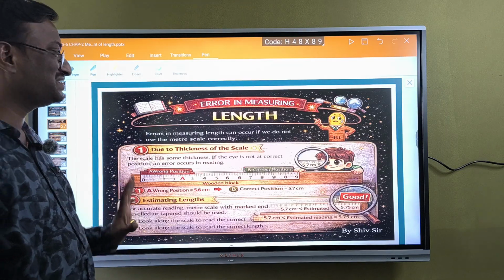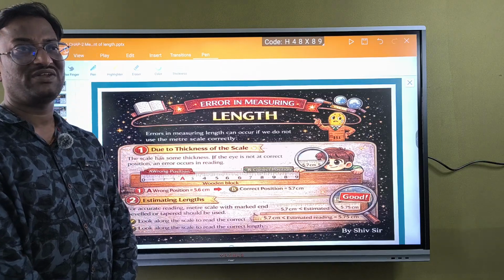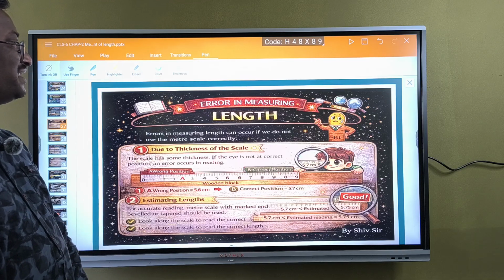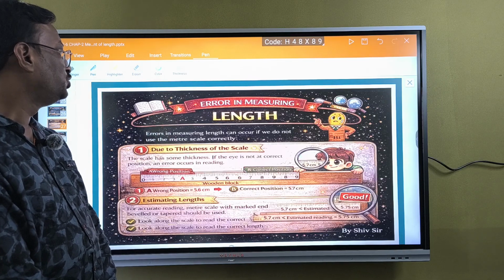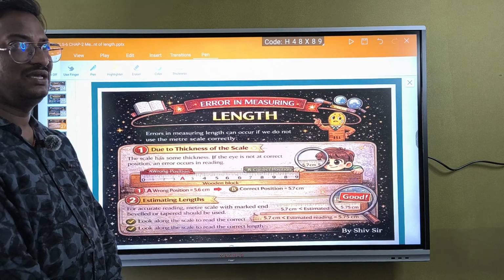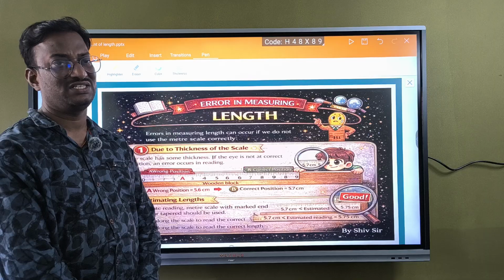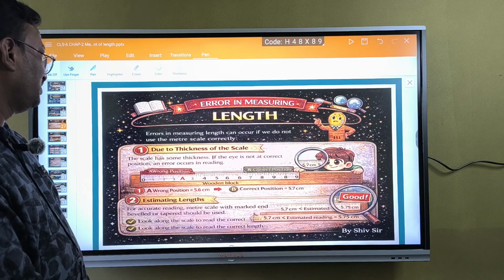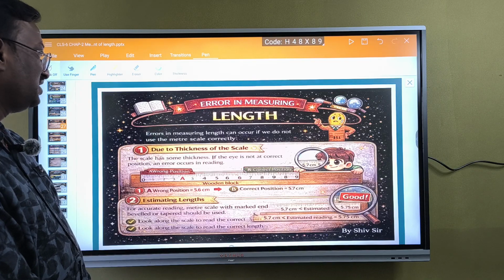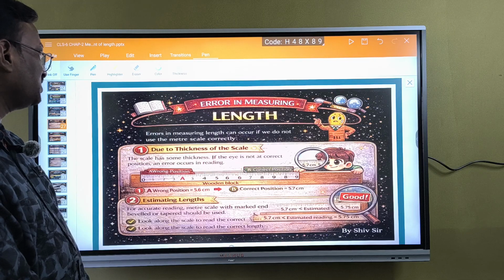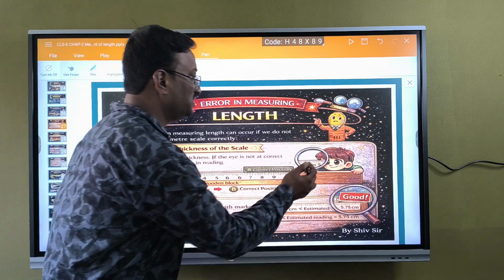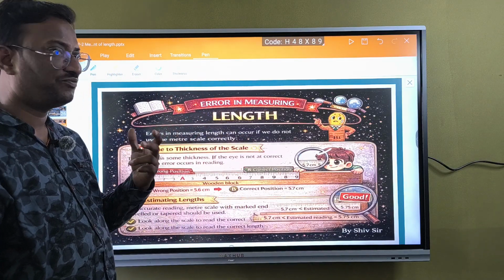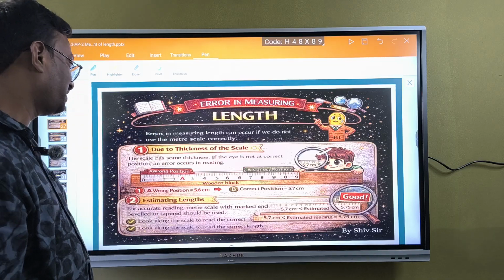Next one, error in measurement. Up to now, we have discussed how to measure. Now, what are the possible errors? Error in measuring the length can occur if we do not use the meter scale correctly. If you do not use the scale properly, there is a chance of getting errors in measurement, for example due to the thickness of the scale. If the eye is not at the correct position, an error occurs in reading. So this is a personal error.